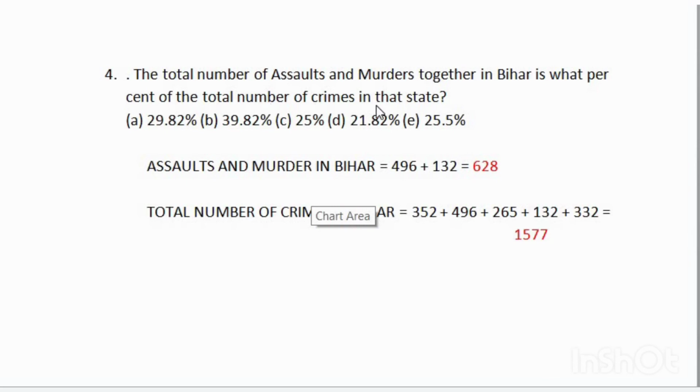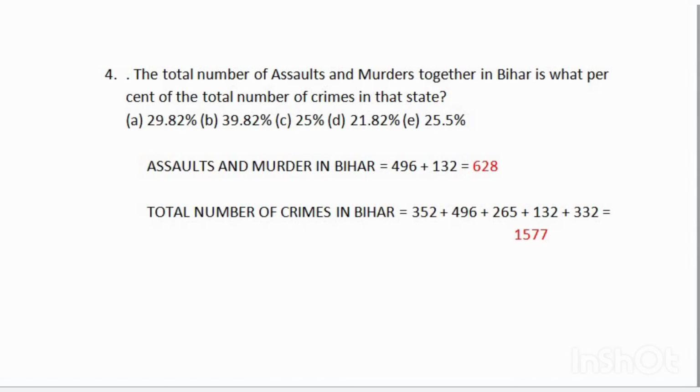That means you have to find the percentage in such a way that in the numerator should be the first one, the total number of assaults and murders together. And in the denominator, after the "of" sentence, whatever is written, you have to write in the denominator. Understood? After the "of" word, whatever words are written, you write in the denominator. Here, after "of" it is written the total number of crimes in that state. So that number you should write in the denominator. And in the numerator, this one, the total number of assaults and murders together, that is before the "of" word. Okay, understood? Then into 100.